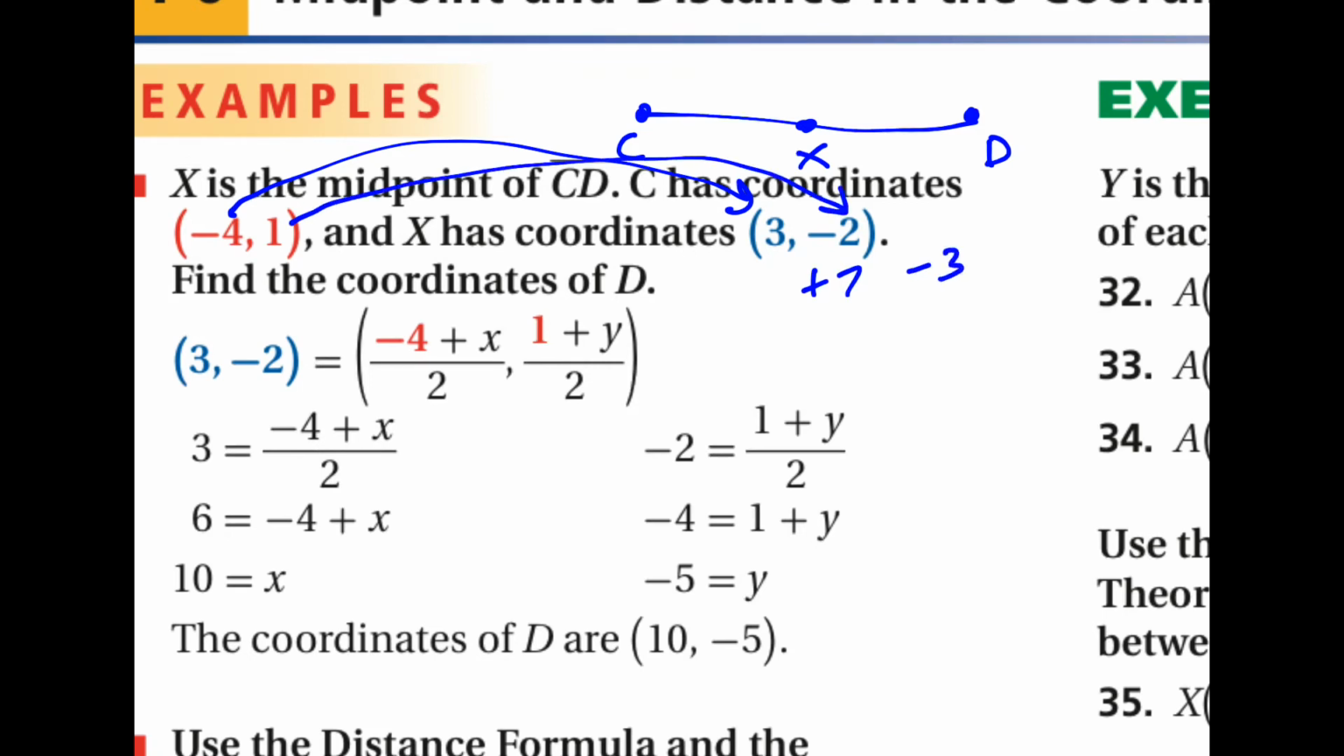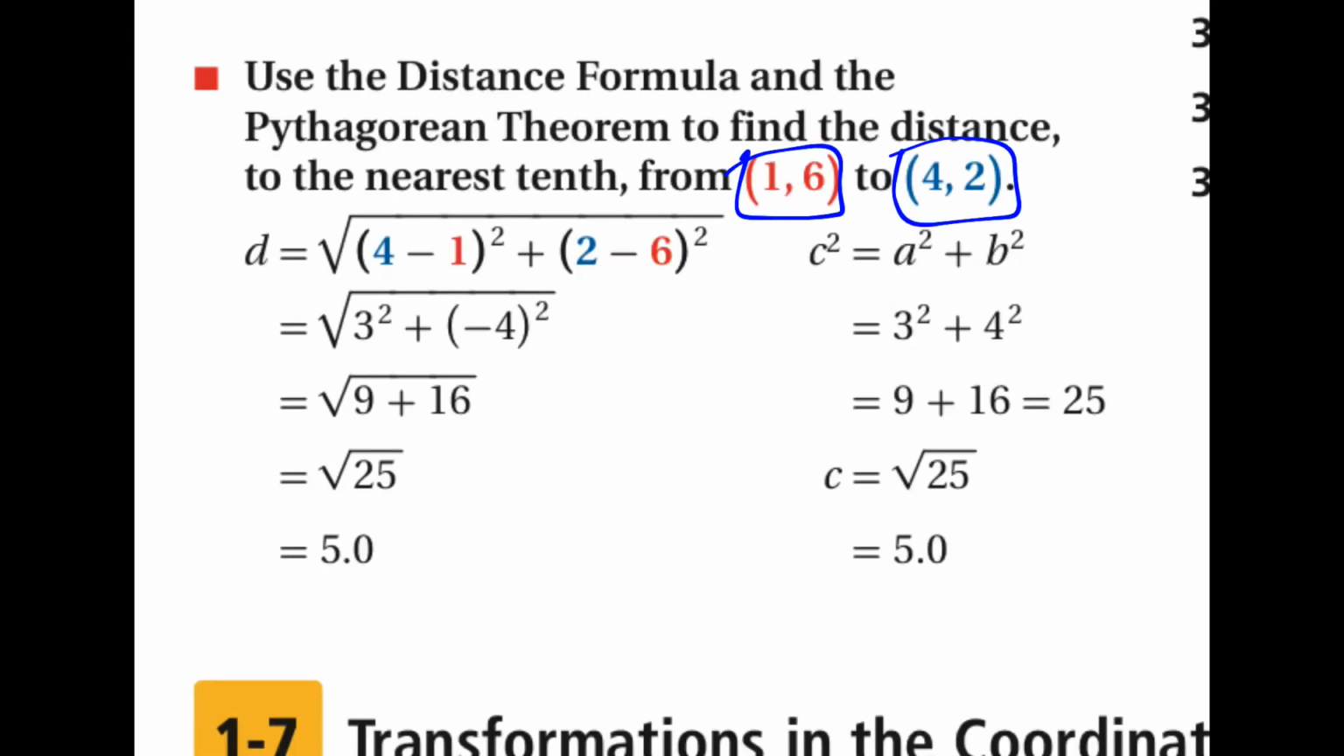We had to subtract 3. So if we do that again, from x, we end up with 10, negative 5. I like this method better, but here's how you can formally use the actual formula to figure it out. In this next example, we use the distance formula or the Pythagorean theorem to find the distance between 2 points.